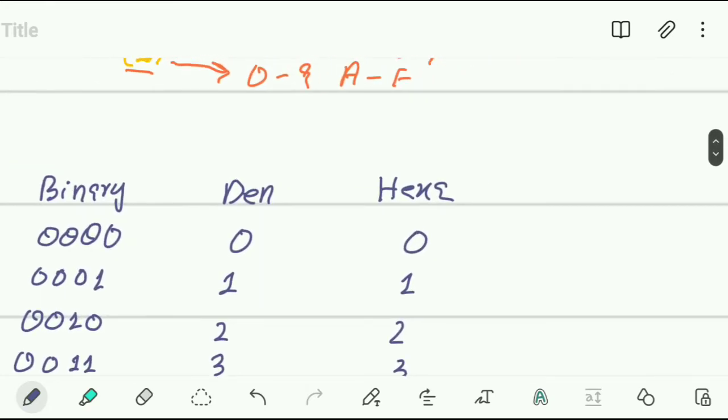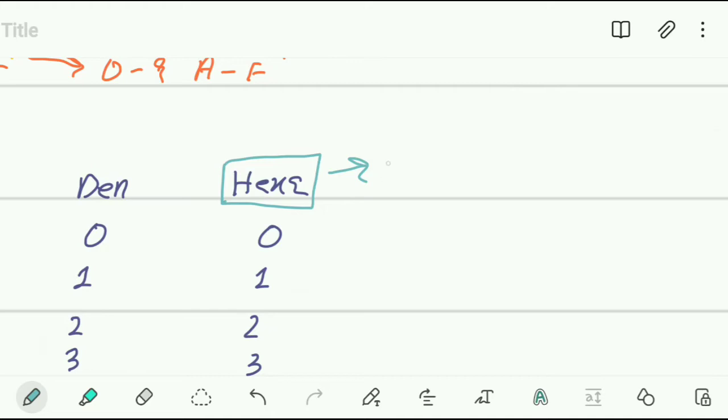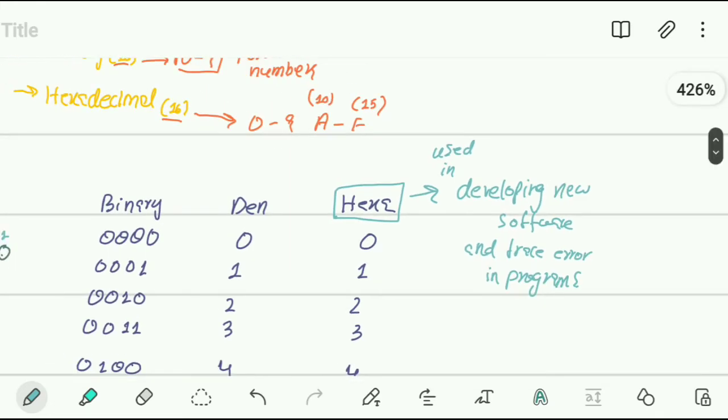We know binary, we know denary. What is hexadecimal and why do we use it? Where do we use it? Hexadecimal is used in assembly languages. Whenever you learn about machine learning, that's where hexadecimal plays a vital role. It is used in developing new software or when trying to trace errors in programs. So whenever you are asked about the advantage or where we use hexadecimal, you can just write that it is used in developing new software and tracing errors in programs. This is binary, this is denary, this is hexa. Now let's focus on the conversions.